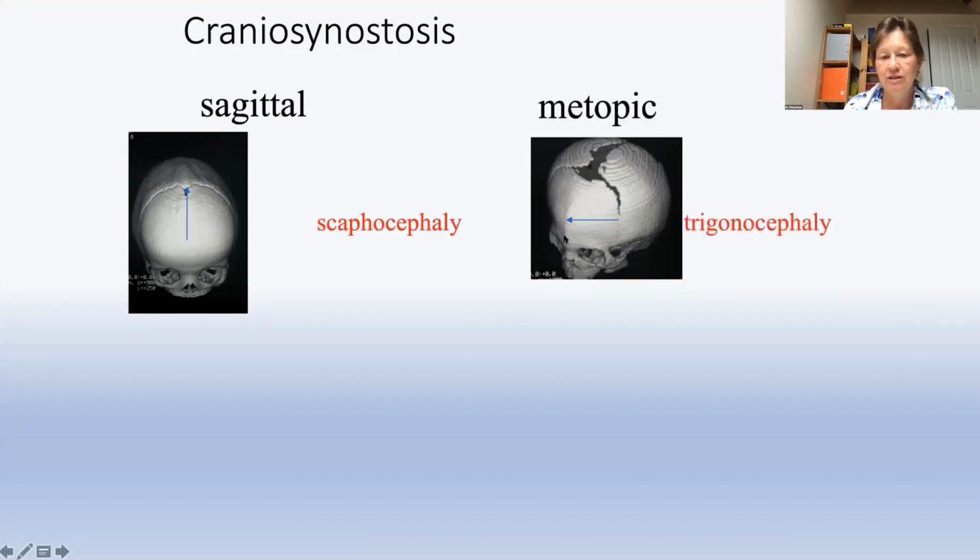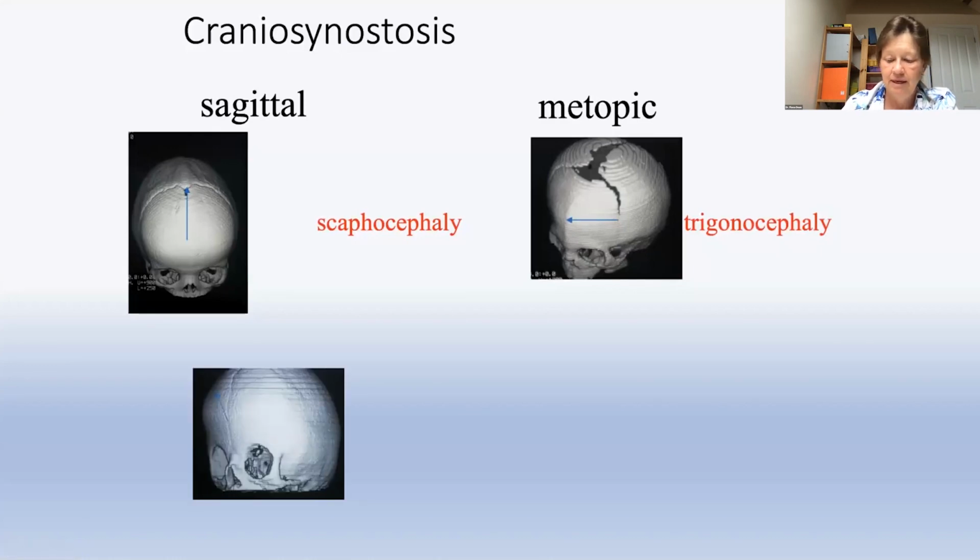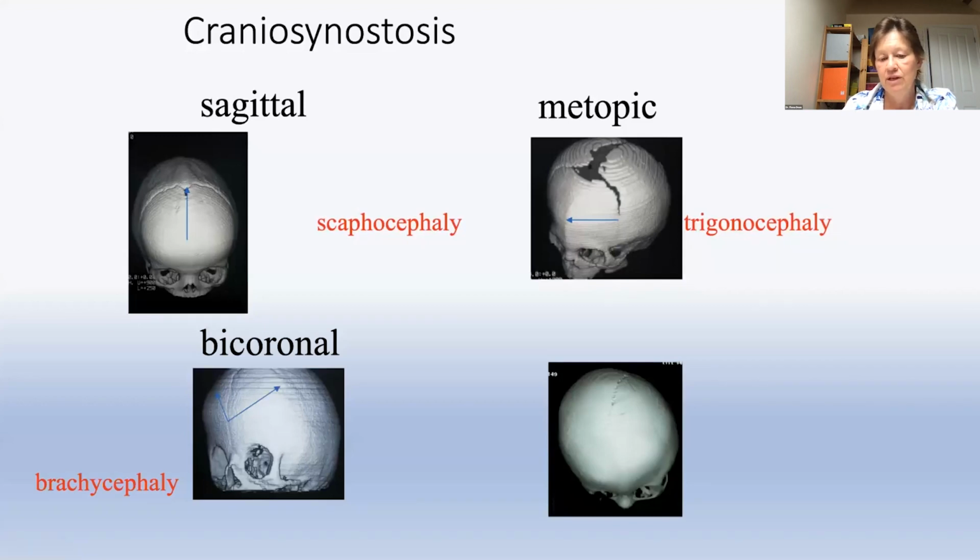This next patient, the metopic suture has fused, and this gives a triangular shape to the skull. And in this patient, we have bicoronal suture fusion, and that gives a brachycephaly. And then we have unicoronal. So we've got one suture fused along here, and this gives a flattening of the forehead on this side and a normalish rim on the other side. So this creates interesting ocular features.